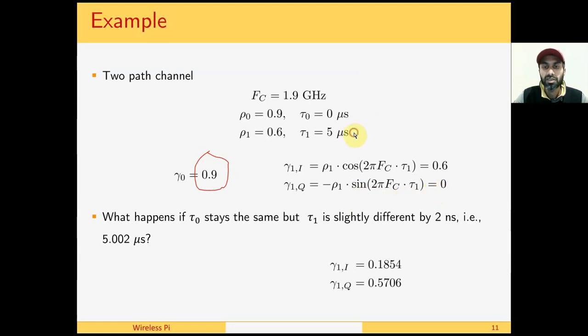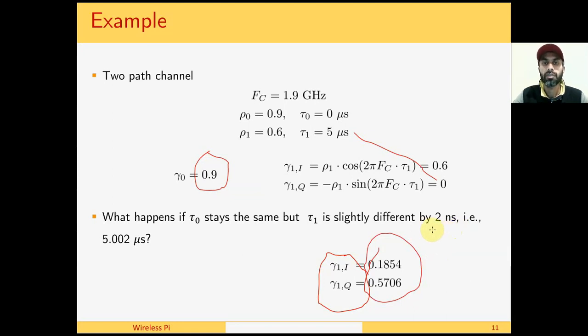We deliberately chose this example to make this 0. Now see what happens if tau naught, the direct path, stays the same, but tau 1 is slightly different by just 2 nanoseconds. That is, the channel length in time domain becomes 5.002 microseconds. Then you can see gamma is changed by a significant amount, by a difference of 2 nanoseconds.